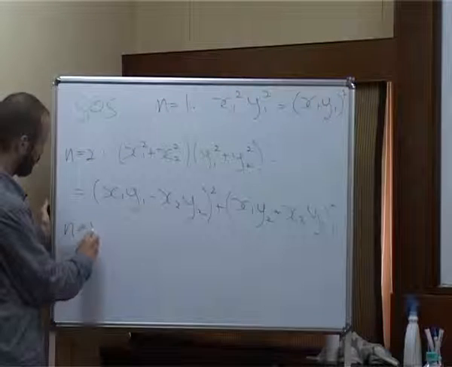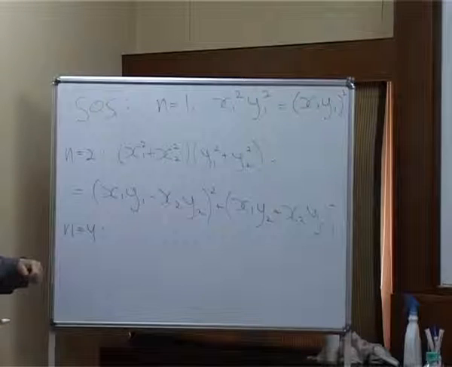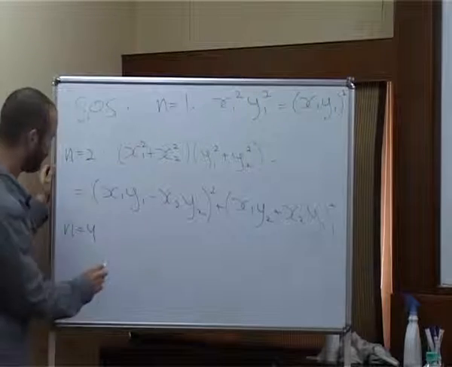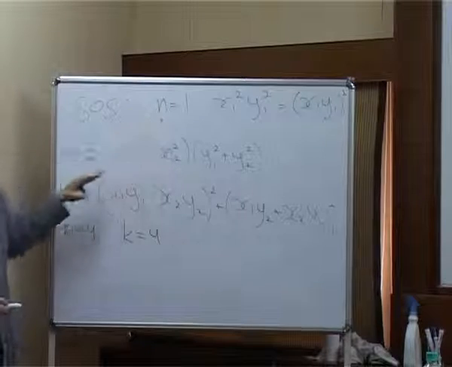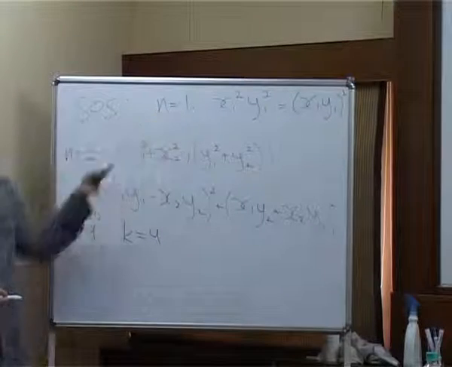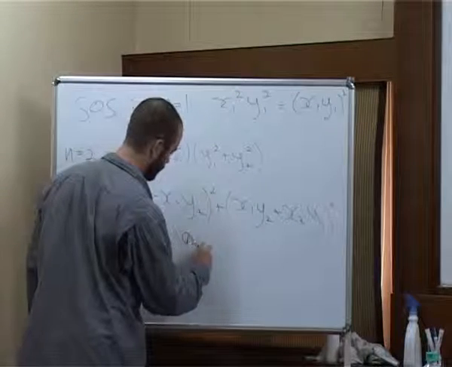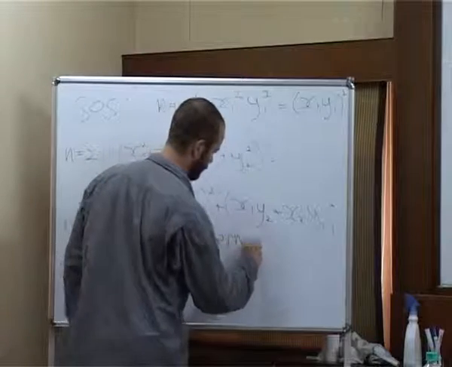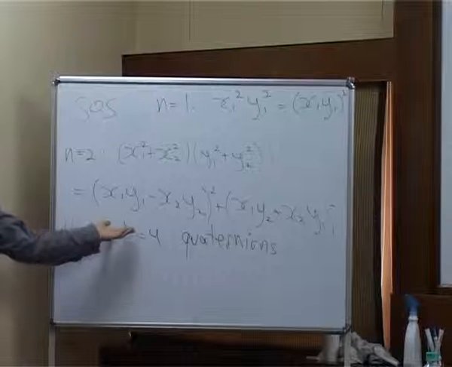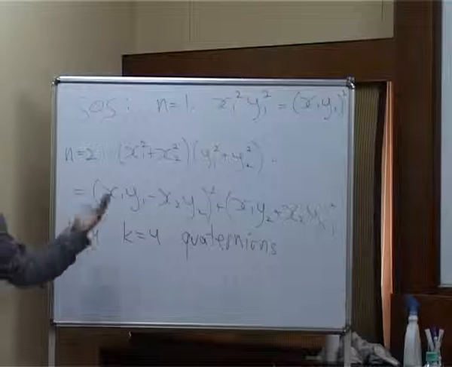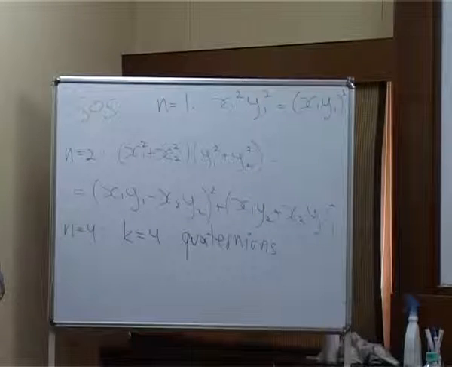The next example is n equal to 4, so it's 1, 2, then it's 4. Then it turns out that for n equal to 4, k is also equal to 4. So here k was equal to 2, here k is equal to 1, here k is equal to 4. And this is because of the quaternions. So they are somewhat a generalization of the complex numbers.